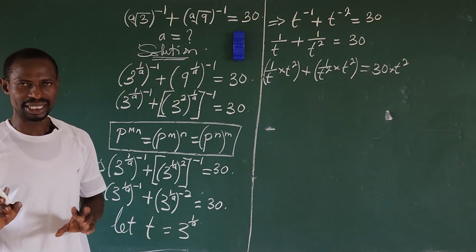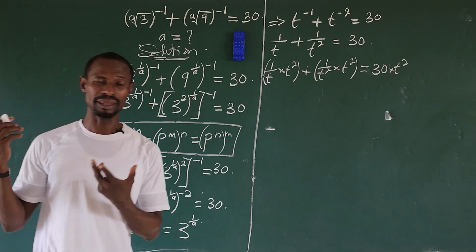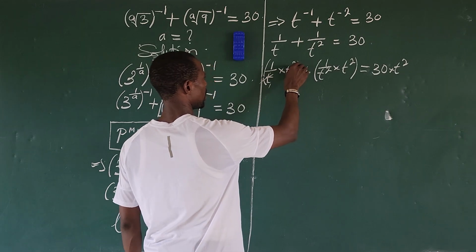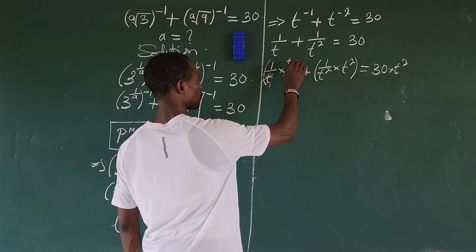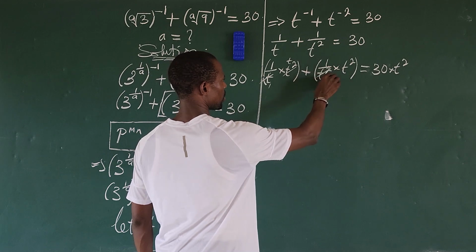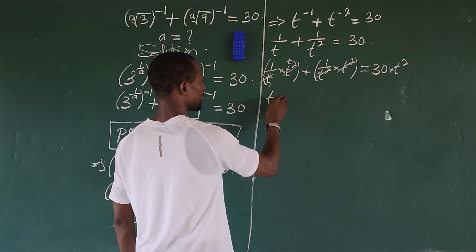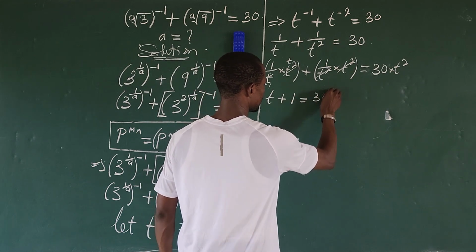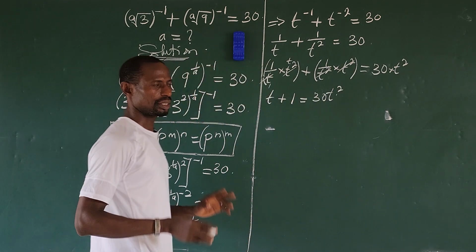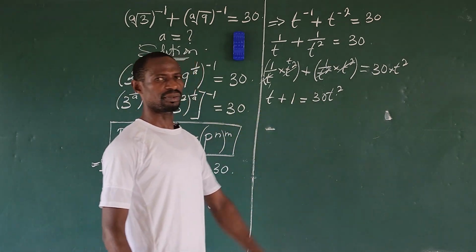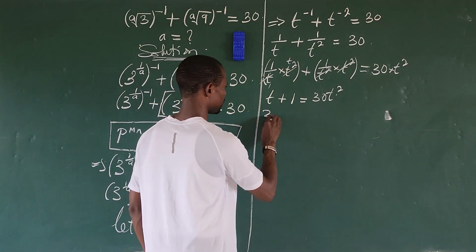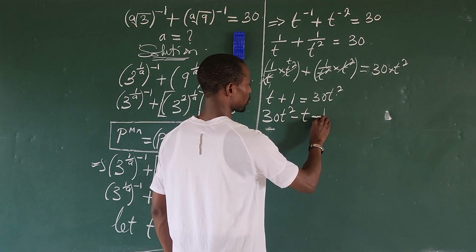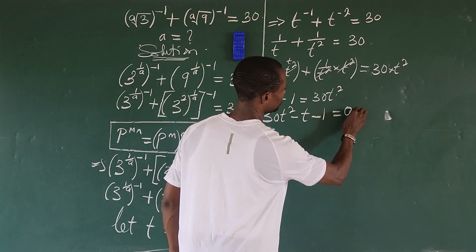Because whatever you do to the right-hand side, you must do to the left-hand side, according to the law of equation. The t will cancel out t here, giving us 1. One of the t's cancels here, leaving 1t. The t squared cancels t squared. And so we end up with t plus 1 equal to 30t to the power of 2. Just rearrange, moving this to the other side of the equation. This gives us 30t to the power of 2 minus t minus 1 equal to 0.